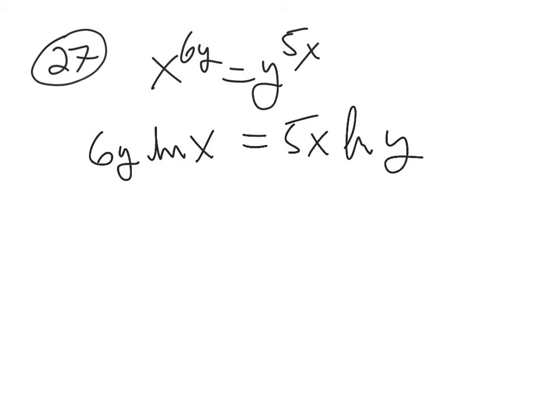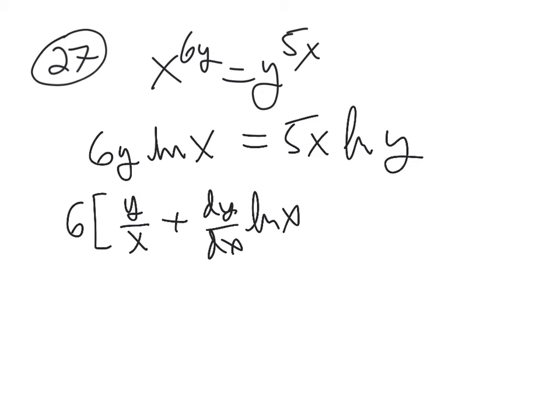And now we get a couple of products we have to do, right? And the 6 is just a constant. So y times the derivative of ln x, which is 1 over x, plus ln x times the derivative of y, which is dy dx times the ln of x. I wrote it that way. You could write ln x dy dx if you wanted to.